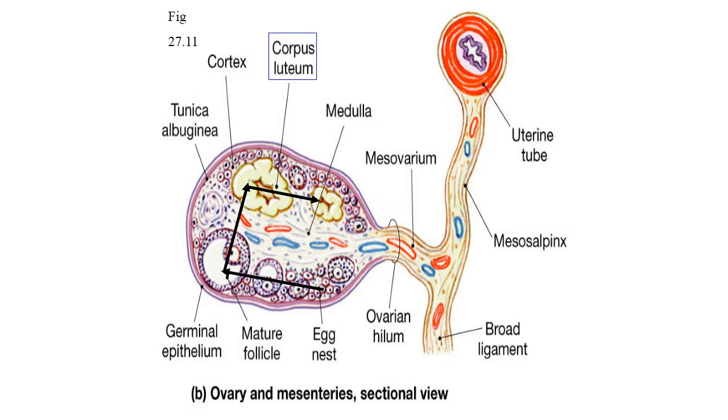Once the ovum is released, the cells that surround it form what is known as the corpus luteum, and this corpus luteum develops completely. The production of estradiol and progesterone is maintained by the corpus luteum if the egg gets fertilized. If the egg remains unfertilized, the corpus luteum starts to disintegrate or degenerate within the ovary.